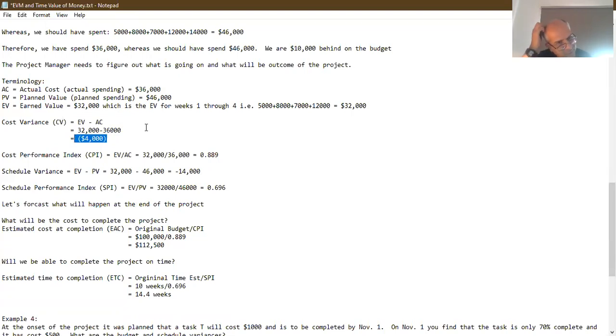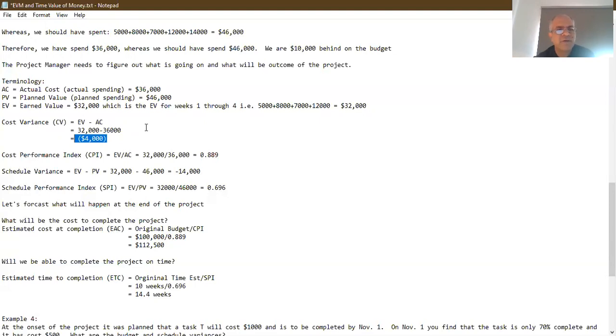So what does that mean for us? It means that we have actually spent $36,000, right? And we have gotten back $32,000 worth of value. So the variance is negative, meaning that we have earned less value and we have ended up spending more. Okay, so a negative figure is a bad figure, right?